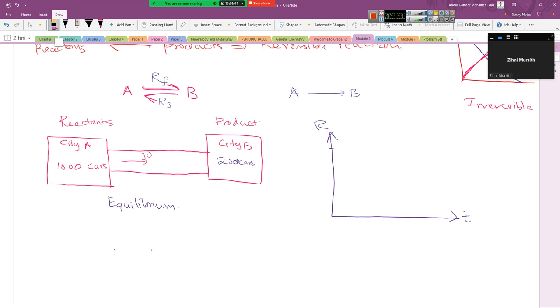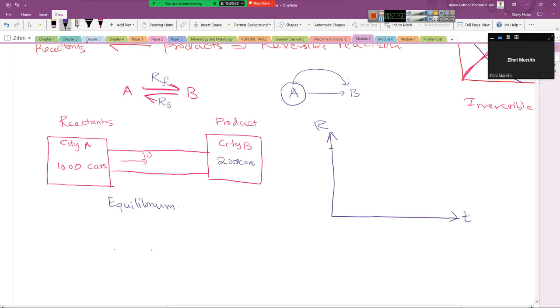Now assume this, right? What is happening to the concentration of A? It decreases over time. Is it increasing? No, it is decreasing, right? Because A is being converted to B. So with time the concentration of A will be reducing, and with time the concentration of B will be increasing.